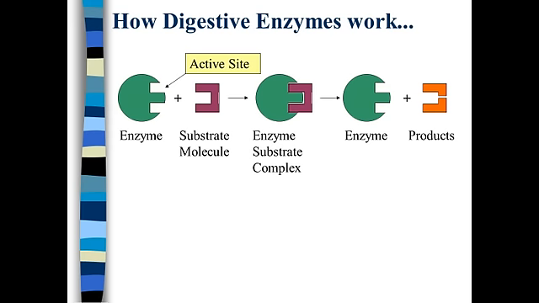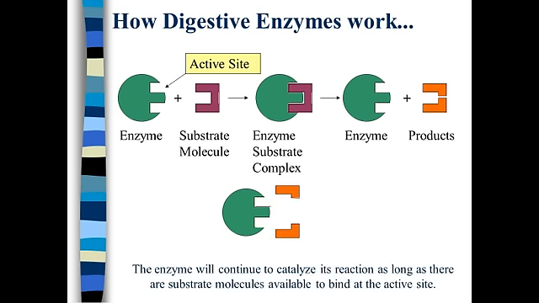To show you this in a little bit of a different animated form, this green thing is, of course, our enzyme. It is going to interact with the purple thing, which is the substrate molecule. When those two things attach together, we have an enzyme substrate complex. The next thing that will happen is that the reaction will take place. So now you see our enzyme with our products. The products will float away, and now the enzyme can catalyze more reactions as long as it can find some substrate molecules. This is an example of a digestive enzyme.